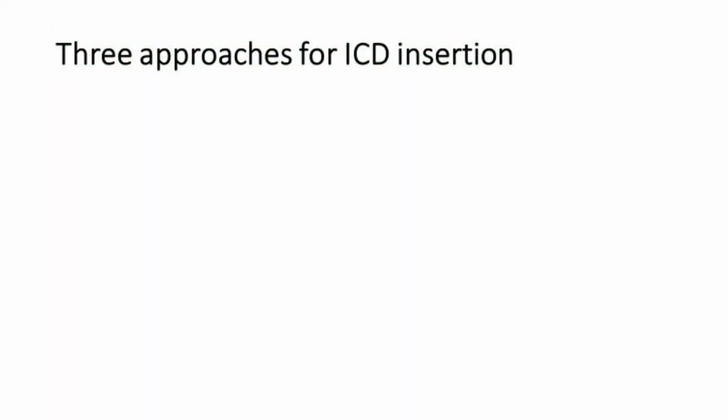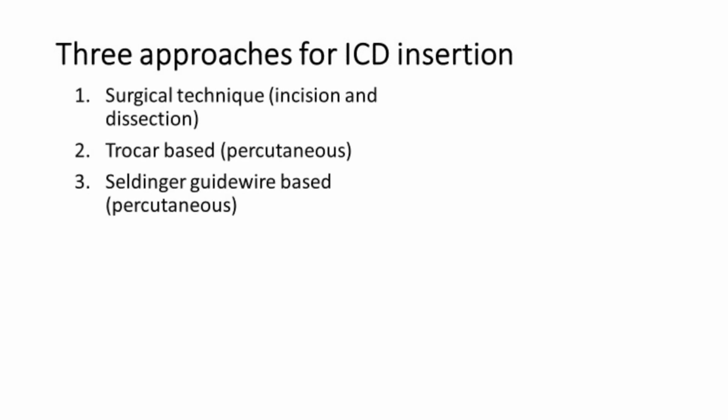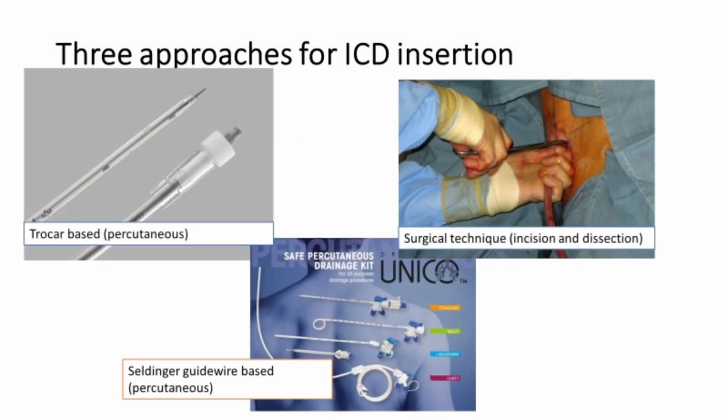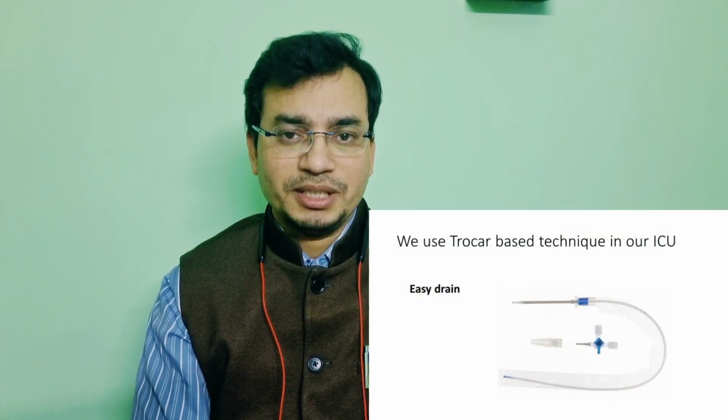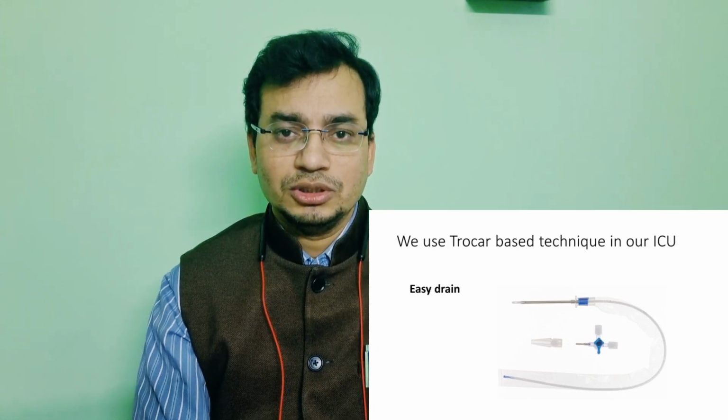So there are 3 main approaches for accessing the pleural space: surgical technique that involves incision and dissection, trocar based technique, and Seldinger guide wire based technique. Each one of the approaches has its own advantages and disadvantages and depends on the patient's and the doctor who is performing the procedure. Most often, the surgeons are comfortable with surgical incision technique, whereas other 2 techniques are commonly favored by the intensive care physicians. So as you know that I am an intensivist and we prefer trocar based technique or Seldinger wire technique in our ICU.